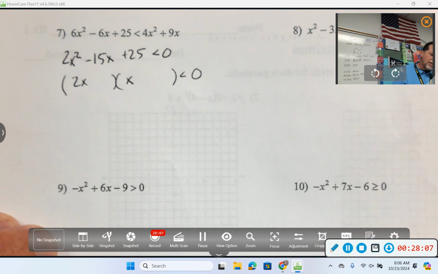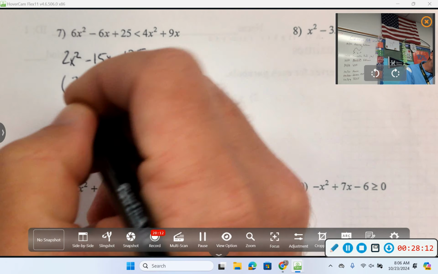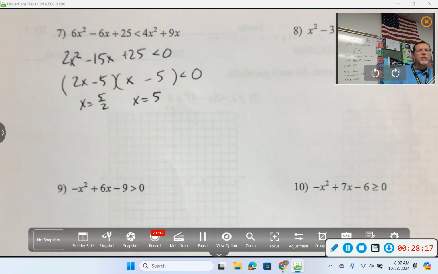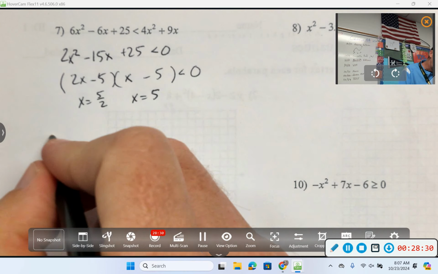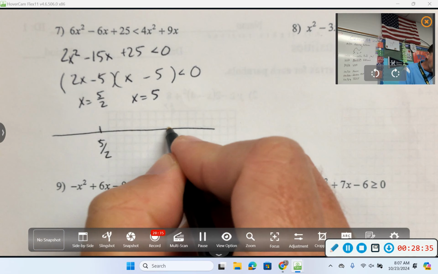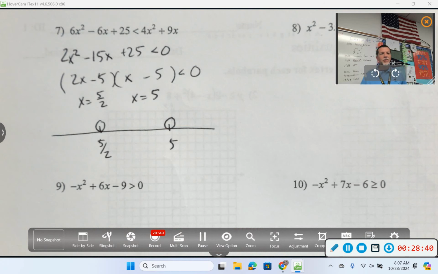2x and x. Yeah, minus 5 and minus 5. Okay, couple things. No double roots. That means I don't have to worry about, does it alternate, does it not? It alternates because there's no double roots to worry about. 5 halves and 5, or 2.5 and 5. Yeah, this is a really good one, because 0 is not in the middle.